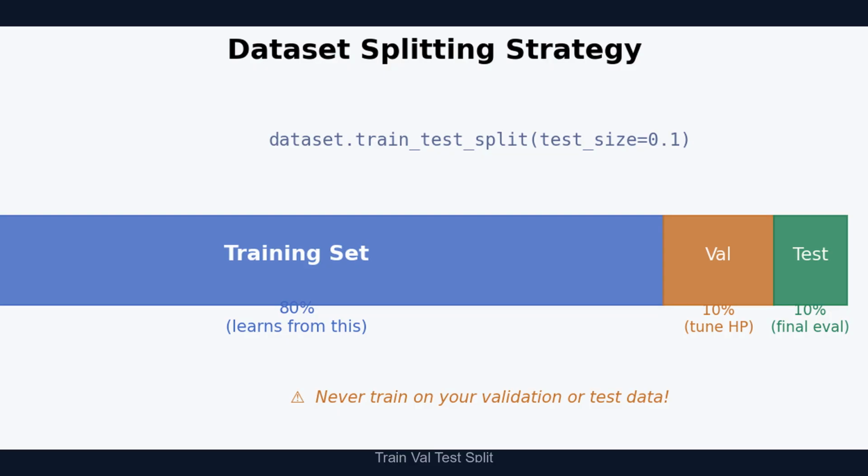completely until final evaluation. The critical rule: the test set must never be seen during training or hyperparameter tuning. Any contamination between splits produces optimistic metrics that don't reflect real-world performance. Keep the splits separate from the moment you create them.